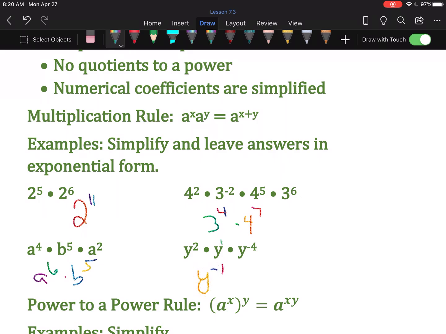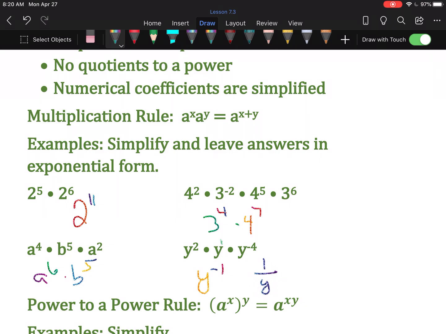Now here's where we have a problem. You're not allowed to give me y to the negative 1 as an answer. So this is where we got to think back 2 sections. In order to make that negative 1 a positive 1, we move that whole term into the denominator of a fraction. It'll become 1 over y.